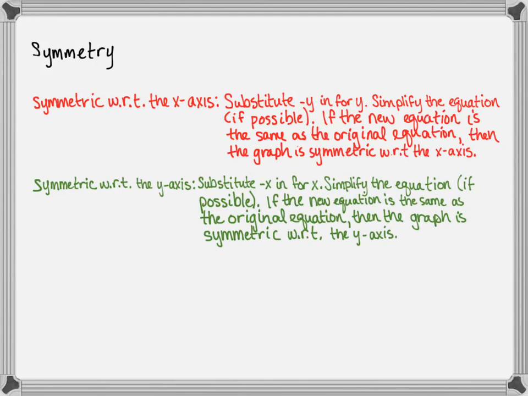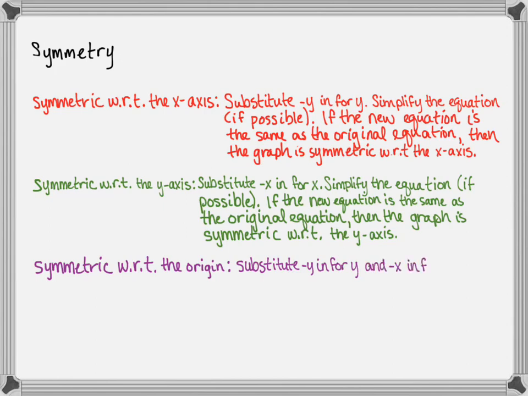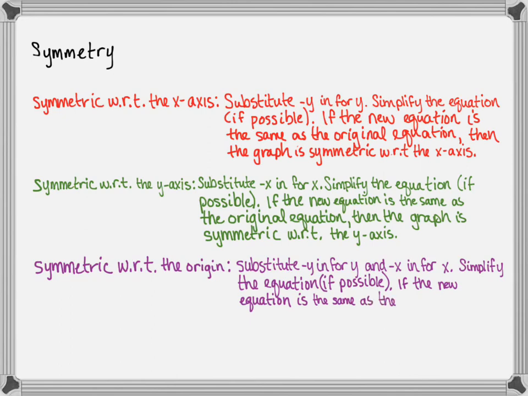Okay, one more type of symmetry. Symmetric with respect to the origin. So here, we would substitute negative y in for y and negative x in for x. Simplify the equation if possible. Then, if the new equation is the same as the original equation, then the graph of this equation is symmetric with respect to the origin.